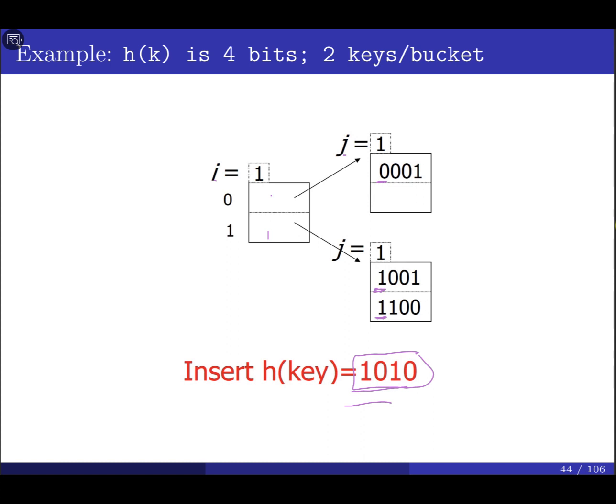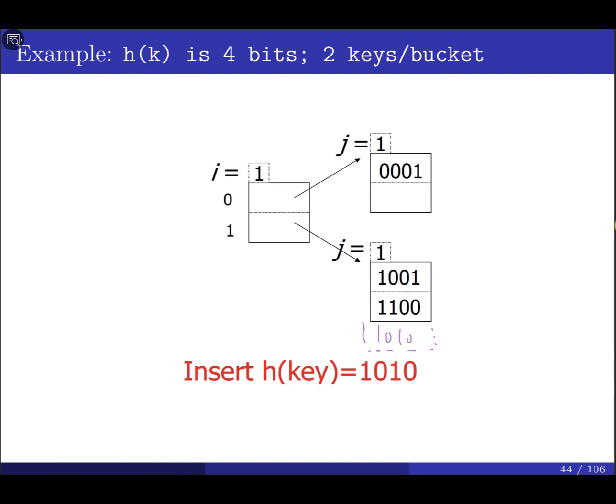I'm giving you the complicated scenario first. When you try to insert the key, the value of i equals 1, that means you consider only the first bit. The hash value is 1010, the first bit is 1, so follow this pointer. The data is going to be stored here, so it's going to be 1010. Alright? I will store this one here. Is there enough space? No.